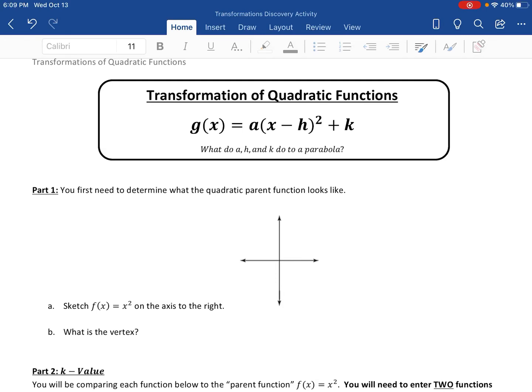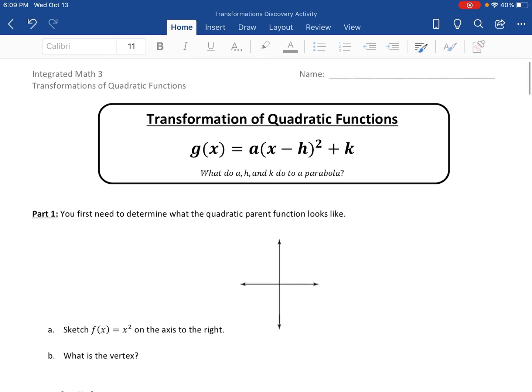Hi everyone, today we are starting section 3.3 of Integrated 3 KC3. This is a discovery activity that you got to work on in class before I actually taught it. The point of this was for you to see patterns when you graph certain functions.